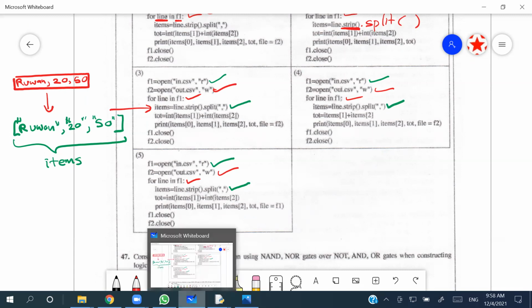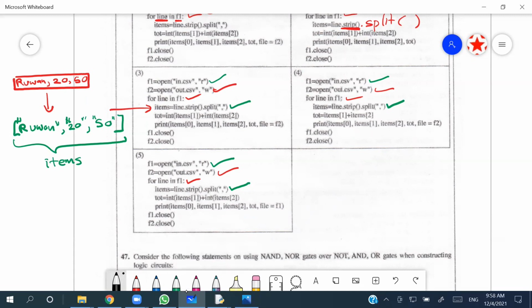So what are the indexes that these are getting? 0, 1, and 2. So it is saying convert the first index into an int and convert the second index into an int and add it up. So that must happen. Otherwise, strings will not be added just by themselves. Right? So to add two strings to have the numeric total, we should convert them into int.